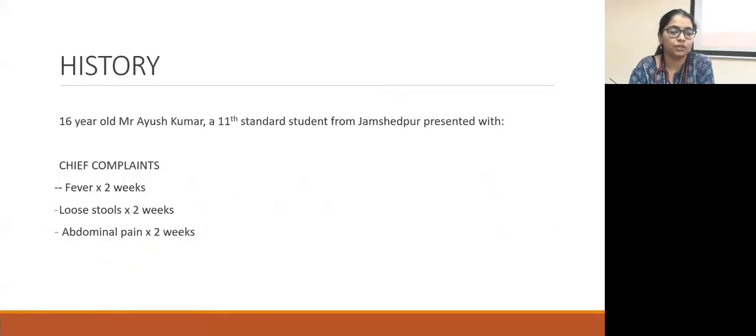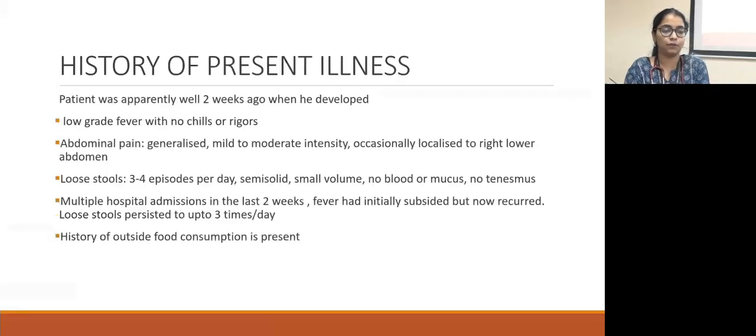We have a 16-year-old gentleman, 11th standard student from Jamshedpur, who presented with chief complaints of fever for 2 weeks, loose stools for 2 weeks, and abdominal pain for 2 weeks. History of present illness: patient was apparently well 2 weeks ago when he developed low-grade fever with no chills and rigor, which subsequently progressed to high-grade fever.